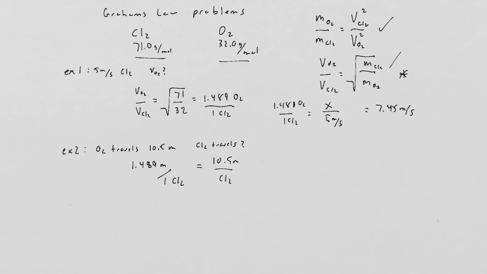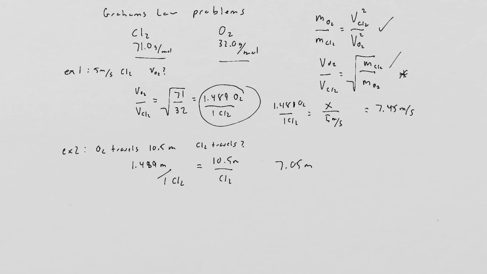And we can cross multiply this thing out, and this time we're going to have to divide, and I'm going to pause because I left my calculator in the other room. And so in the same amount of time, the chlorine will only travel like 7.05 meters. Now notice, I didn't bother going through the formula because once I knew how much faster the oxygen is than the chlorine, I can use that in a separate proportion.